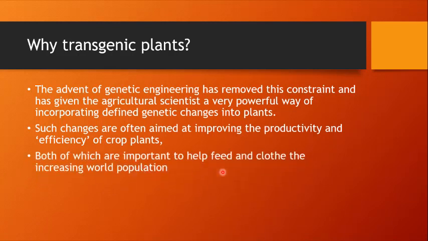Both of which are important to help feed and clothe the increasing world population. So all these changes are mainly made for humans. Everything which is taking place in biotechnology, in the science field, is only for the benefit of humans. So these are the two basic reasons why transgenic plants are made.